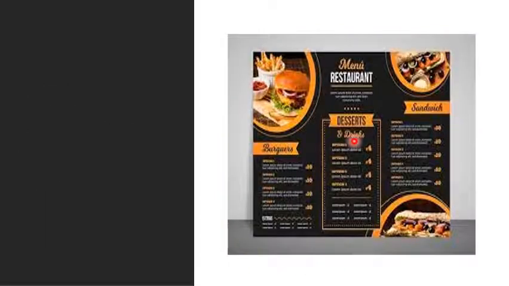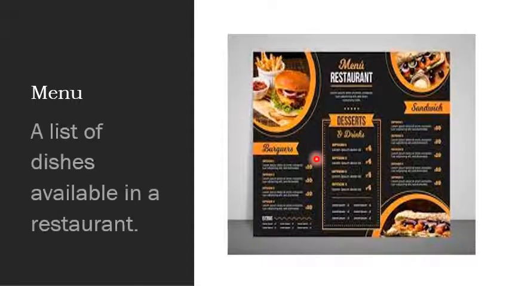How about this picture? When you go to the restaurant, you will see this on the table, right? So this is the menu. A menu is a list of dishes available in a restaurant. When you want to order food, you grab a menu and find which food you want to eat.